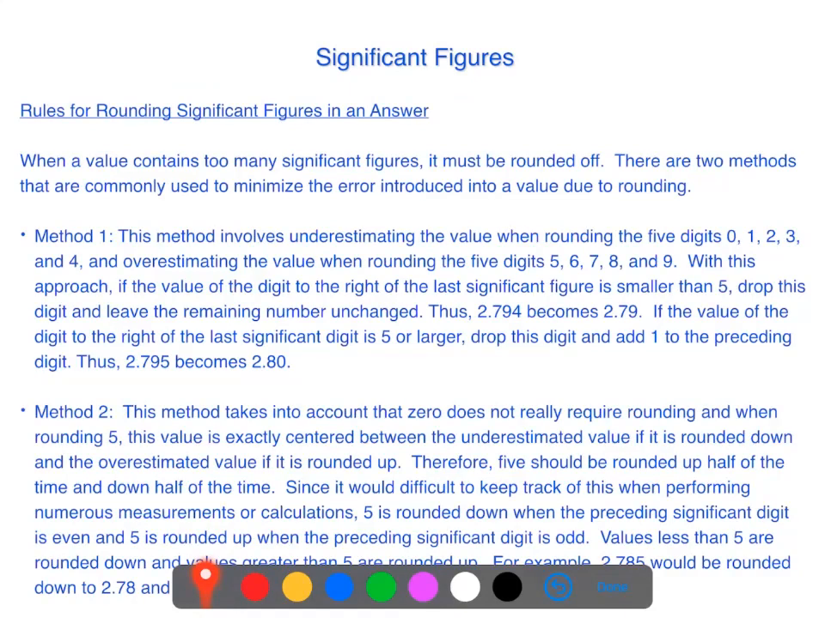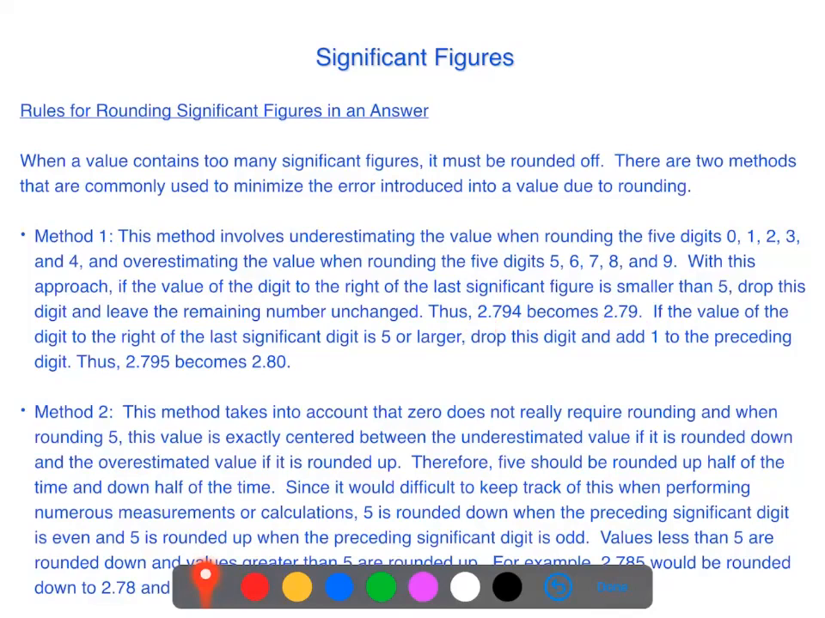So method 1, this is a more common method when we first learn about rounding. This involves underestimating a value when rounding the 5 digits 0, 1, 2, 3, 4, and overestimating the value when rounding the 5 digits 5, 6, 7, 8, 9. With this approach, if the value of the digit to the right of the last significant figure is smaller than 5, we drop this digit and leave the remaining number unchanged. So for example, 2.794 becomes 2.79.